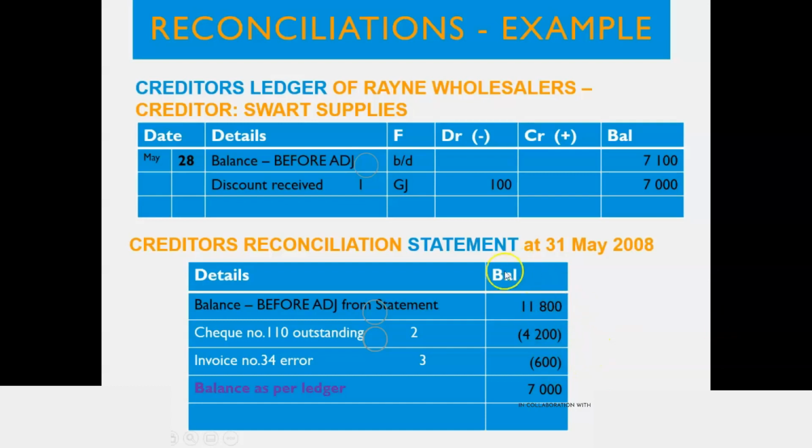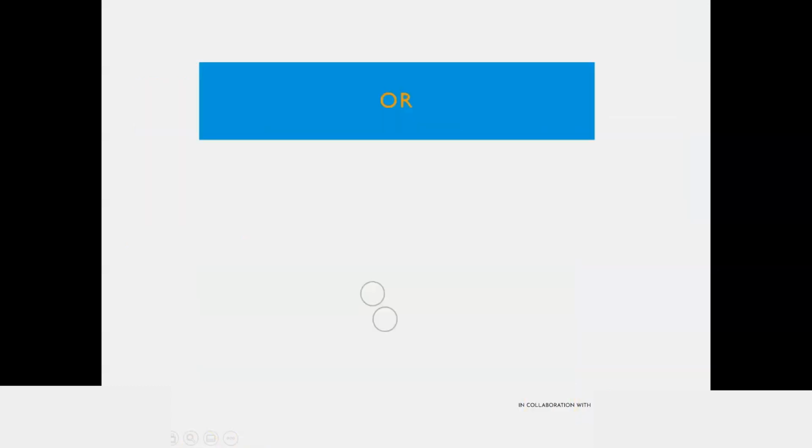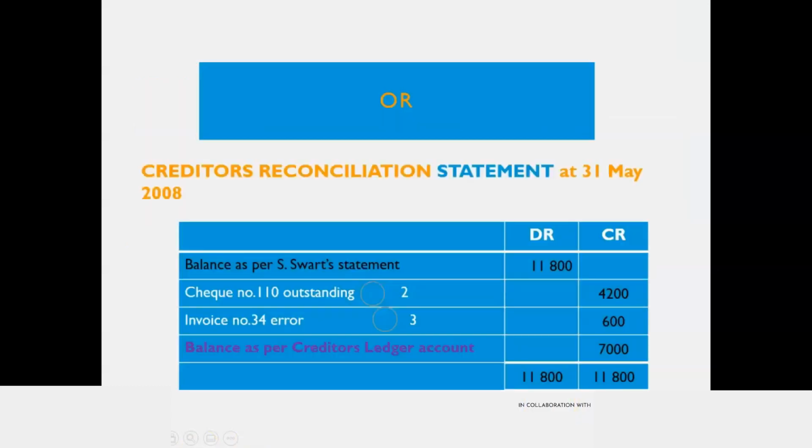As I was saying, that balance from the statement, it's our opening. And then we minus what? The check, which was the payment that we made on the 28th. Then we minus what? We minus the error, the mistake that was made by the suppliers. You get it? And then we have a balance at the end, which is 7,000 rand. I hope this made sense.